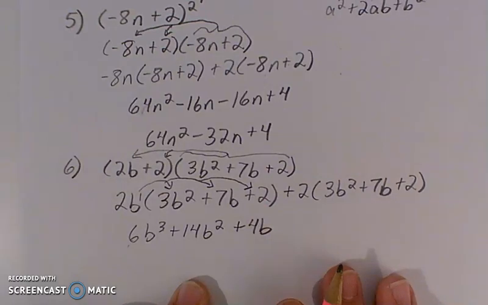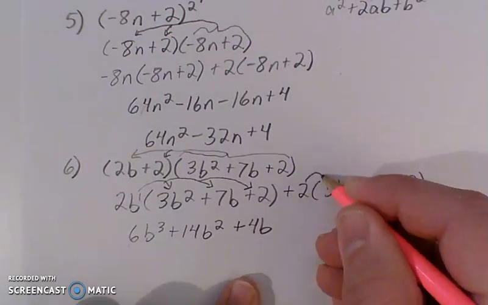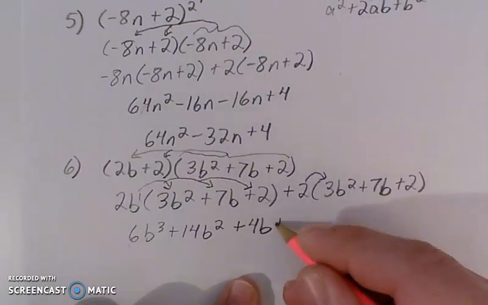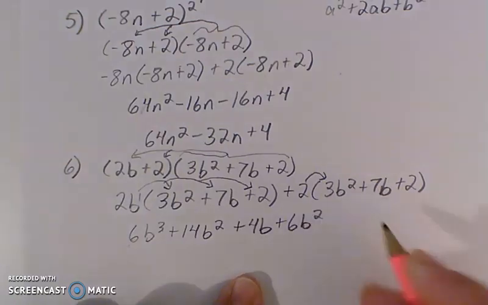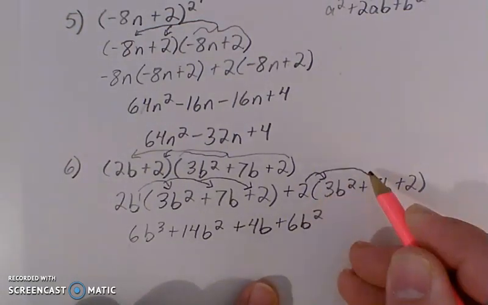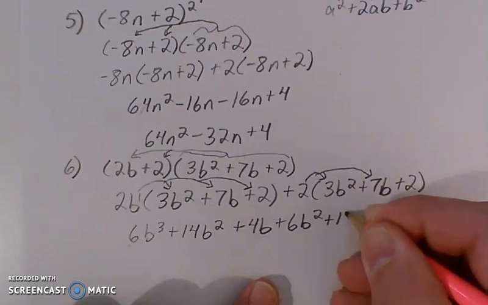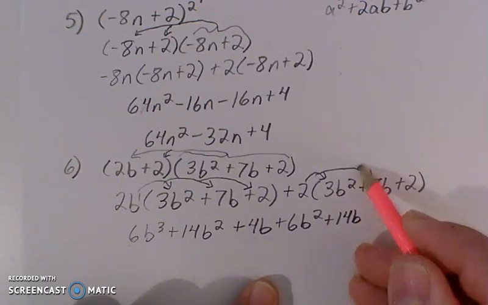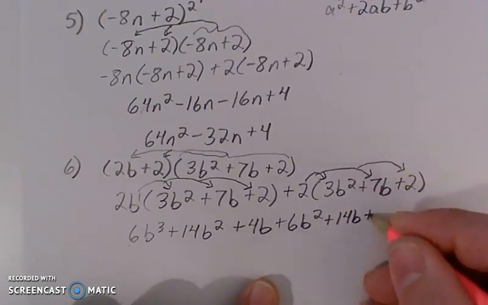Now I'm going to distribute the second group. So 2 times 3b squared will be positive 6b squared. 2 times 7b will be positive 14b. And 2 times 2 is positive 4.